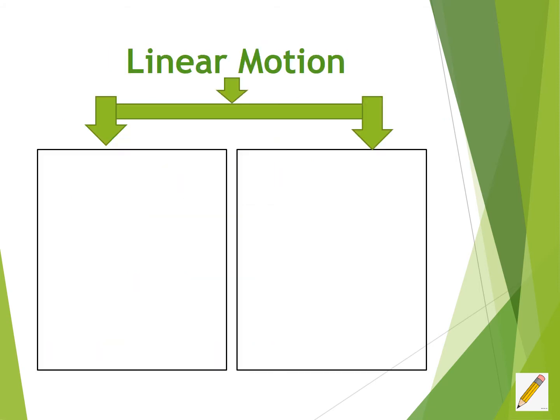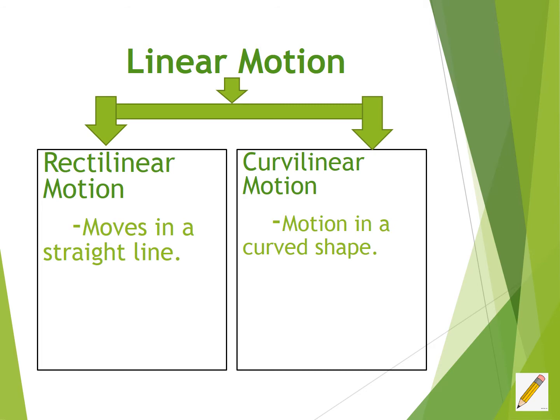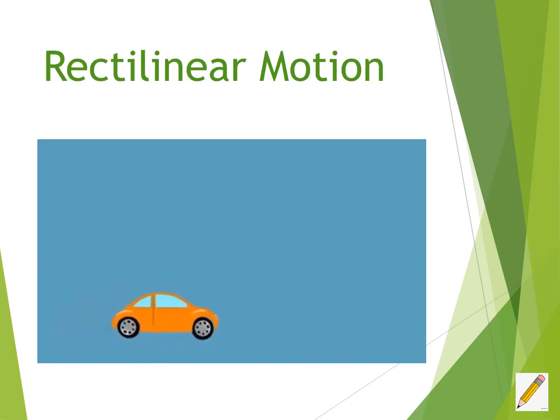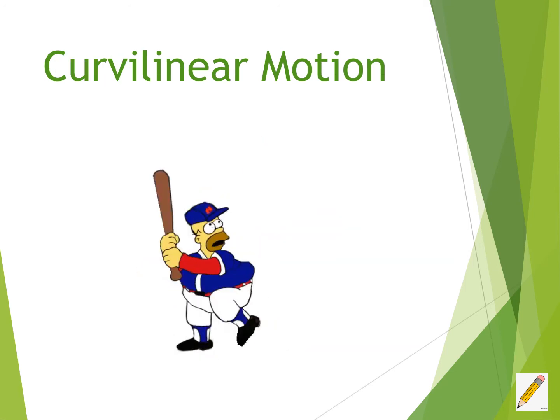There are two types of linear motion. One is rectilinear motion, the other is curvilinear motion. Rectilinear motion is when the body moves in a straight line, and curvilinear motion is the motion in a curved shape. Driving a car on a straight road is an example of rectilinear motion. Hitting a baseball is an example of curvilinear motion.